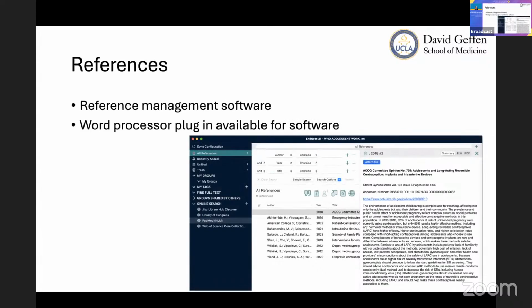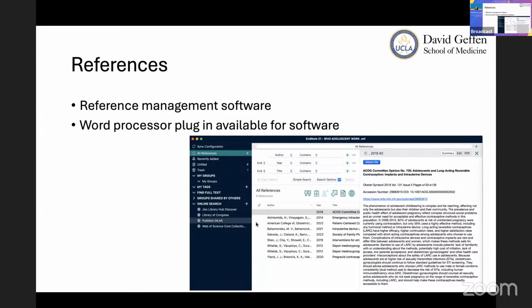All right, moving straight along, our next thing to know when you're doing good scientific writing is actually about the references. Reference management software is a boon. You also have word processor plugins available for this software. The one that I'm showing you in this picture is actually EndNote. That's the most popular reference management software that we have.